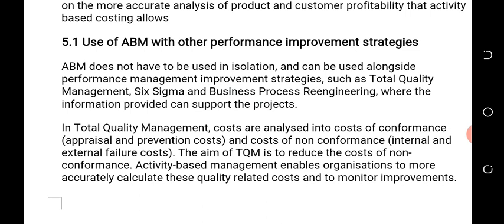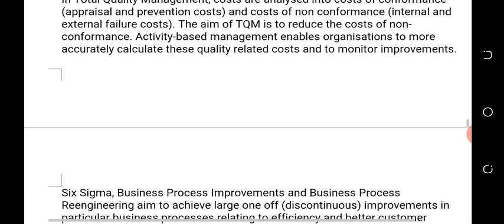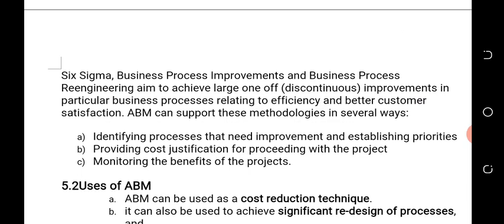Activity-based management enables organizations to more accurately calculate these quality-related costs and to monitor improvement. While Six Sigma and business process re-engineering aim to achieve large improvements in particular business processes relating to efficiency and better customer satisfaction.